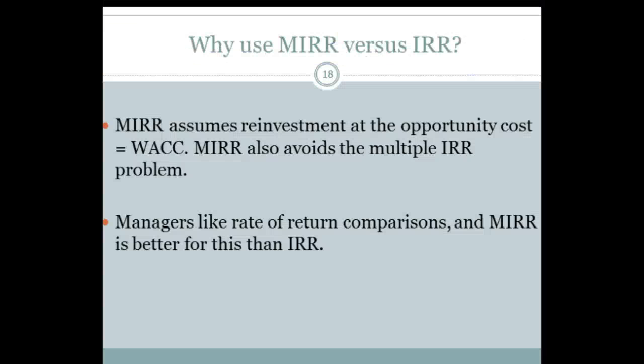So why would a firm or why would financial managers use this MIRR instead of the IRR? Well, it assumes reinvestment at this opportunity cost, at the cost of capital. It's also the firm's required rate of return. It also avoids the multiple IRR problem, which I haven't even mentioned, but I'm going to tell you, read about that in your textbook. Managers like a rate of return for comparisons, and MIRR gives them what they like, essentially. They can use that rate of return for comparison purposes that they like so much.